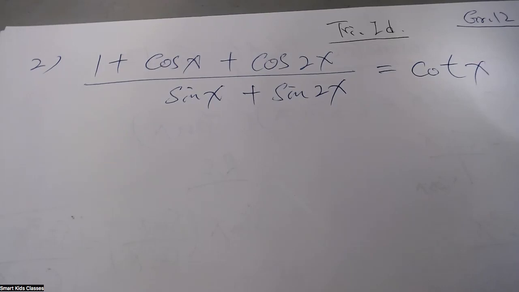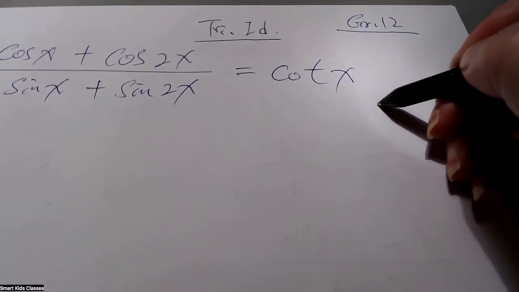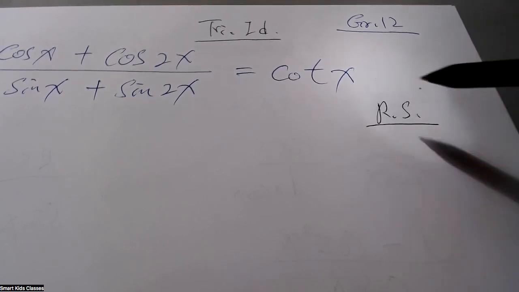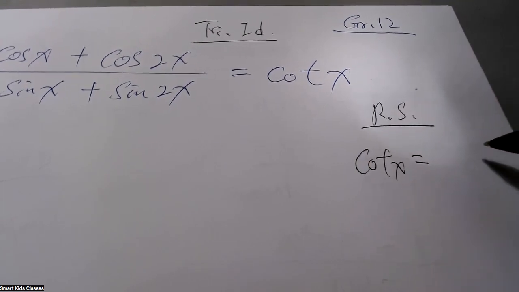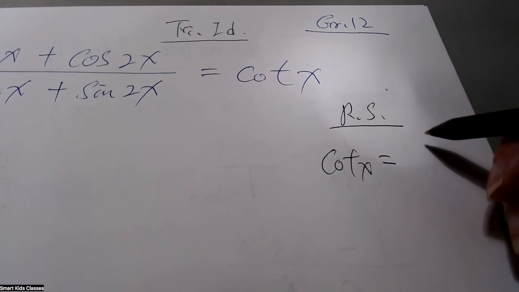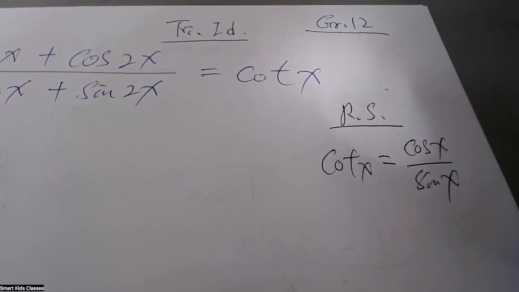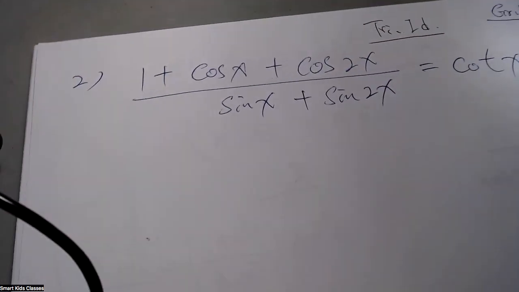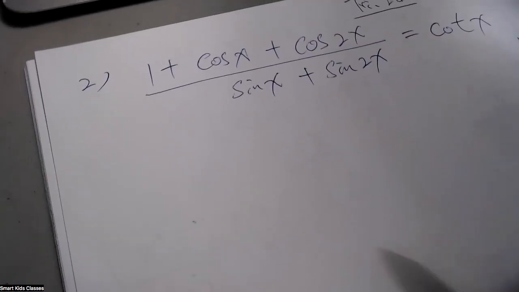Now the next question. We are going to solve the right side first since it's simpler. Cotangent x is equal to cosine x over sine x. And then we move on to the left side.